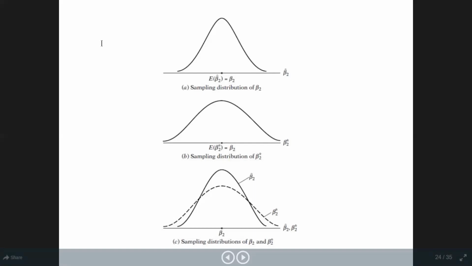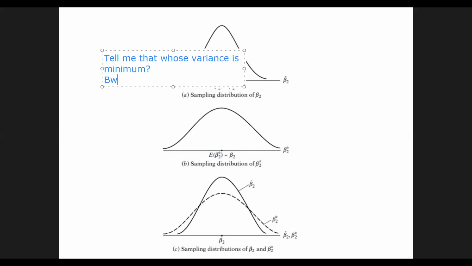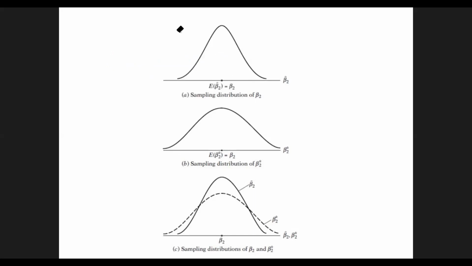which variable, whose variance is minimum: beta 2 hat or beta 2 star. Look at these two graphs and then decide which one, whether the variance of beta 2 hat is minimum or that of beta 2 star.